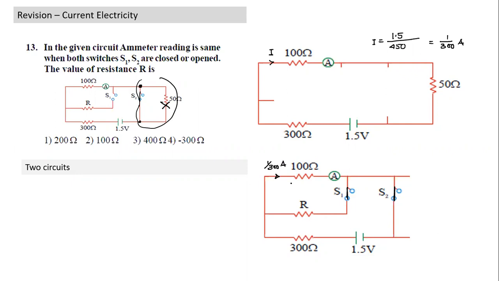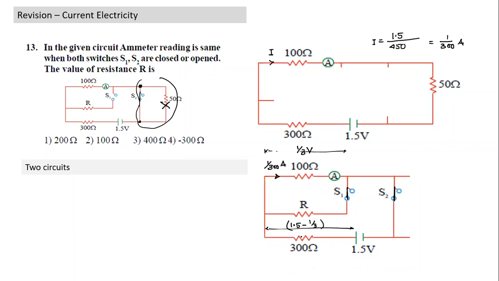So what is the value of R we need to calculate? I think we'll just tell you the steps here. If this value is 1 by 300, we know what the potential difference is. The potential difference across this resistance of 100 will be equal to 1 by 3 volts. If this potential is 1 by 3 volts, we know the remaining potential difference has to appear here. So this potential difference will be equal to 1.5 minus 1 by 3 volts.